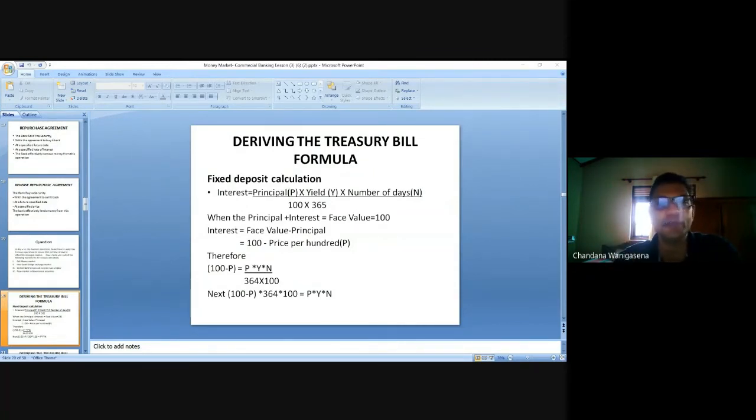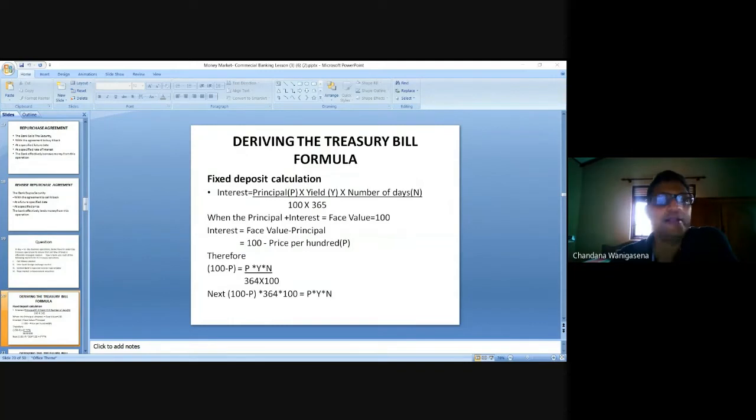So P is the investment price per 100, and N is the number of days to maturity. Treasury bills can mature within 3 months, 6 months, or 12 months. So these are short-term instruments. And Y is the yield to maturity, the yield of a treasury bill. It is given in certain sums.